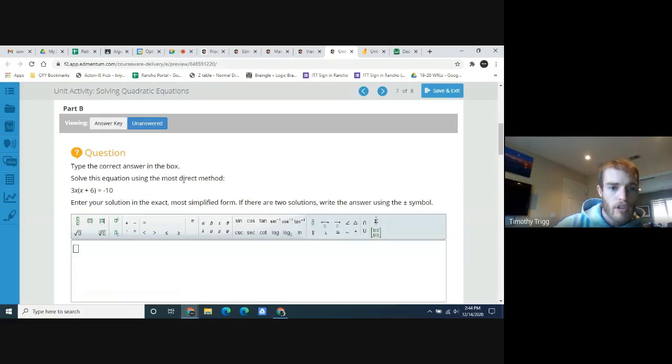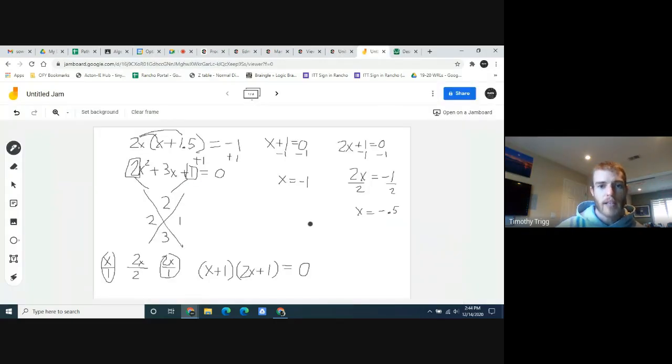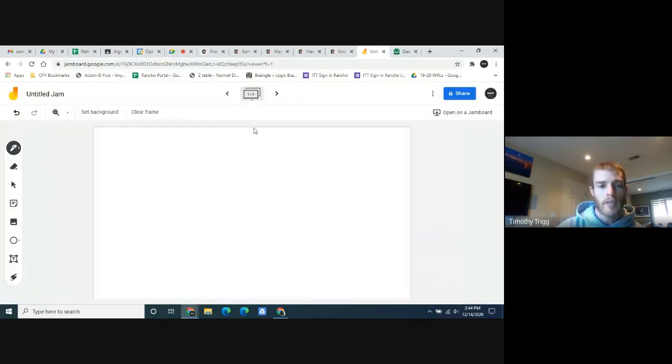Solve this equation using the most direct method. So in this one, I would say we do the same thing. We're going to distribute the 3x times x, 3x times 6, and then move the 10 over. So much like we did this one. But I'll go over it with you as well. So we have 3x times x plus 6 equals, and was it 10 or negative 10? Negative 10, okay.